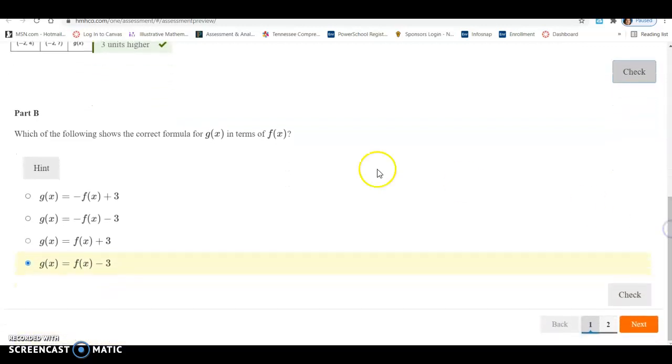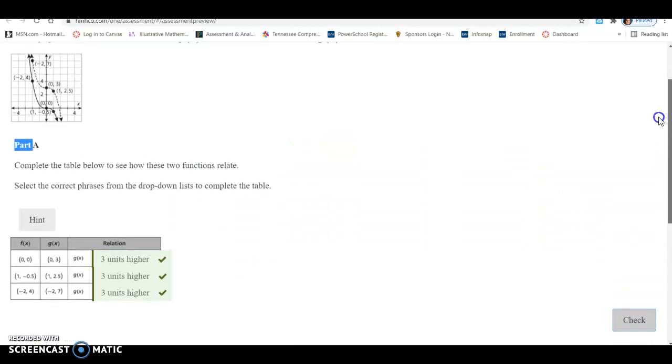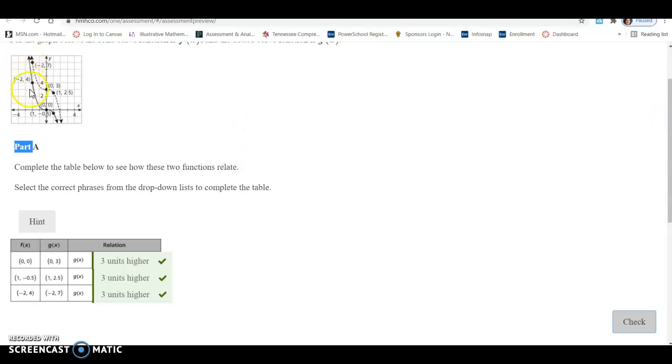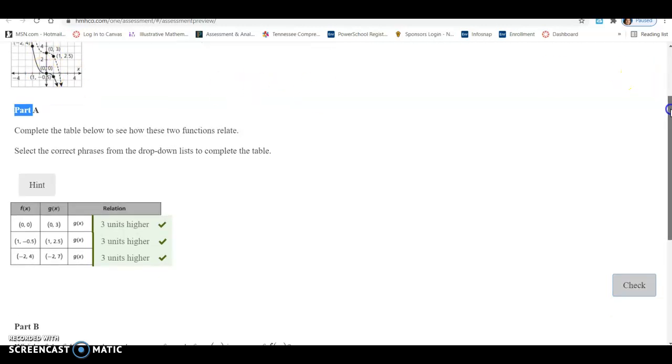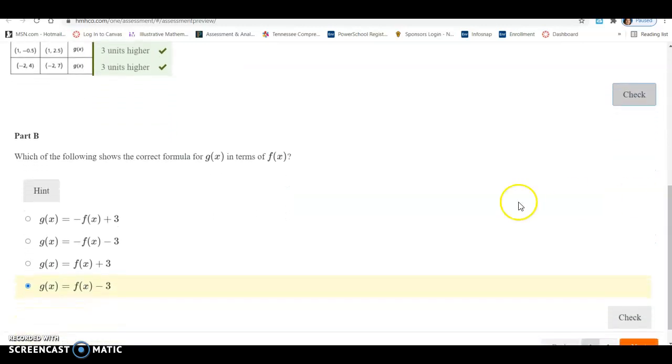It says, which of the following shows the correct formula for g of x in terms of f of x? Again, f of x is the solid line, g of x is the dotted line. This line has been shifted up 3 units, so we need plus 3 outside the parentheses. So let's see, f of x plus 3. These have negatives, so be careful. It's not reflected. It's just shifted up 3.